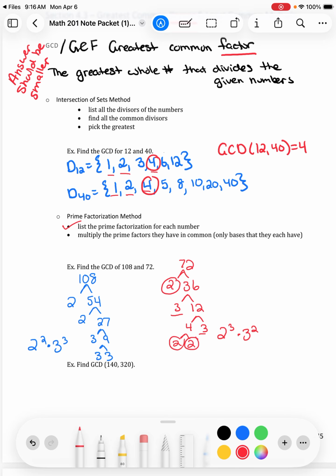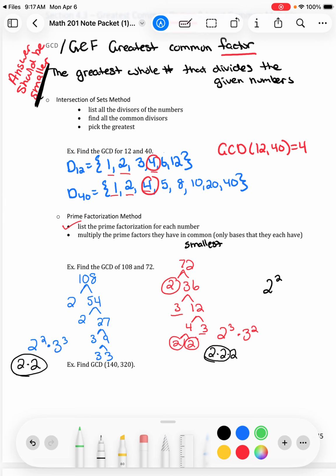That's the first step. Now to find the GCD, we're going to multiply the prime factors they have in common. They're only the bases that they each have. So these both have 2. But I want to go with the smallest. Again, remember my answer should be smaller. So that's what they mean by they both have in common. Both of these have 2s. 108 has 2 squared, that's 2 times 2. 72 has 2 cubed. That's 2 times 2 times 2. What they both have in common is 2 squared. So you look for the smallest exponent. So that would be 2 squared.